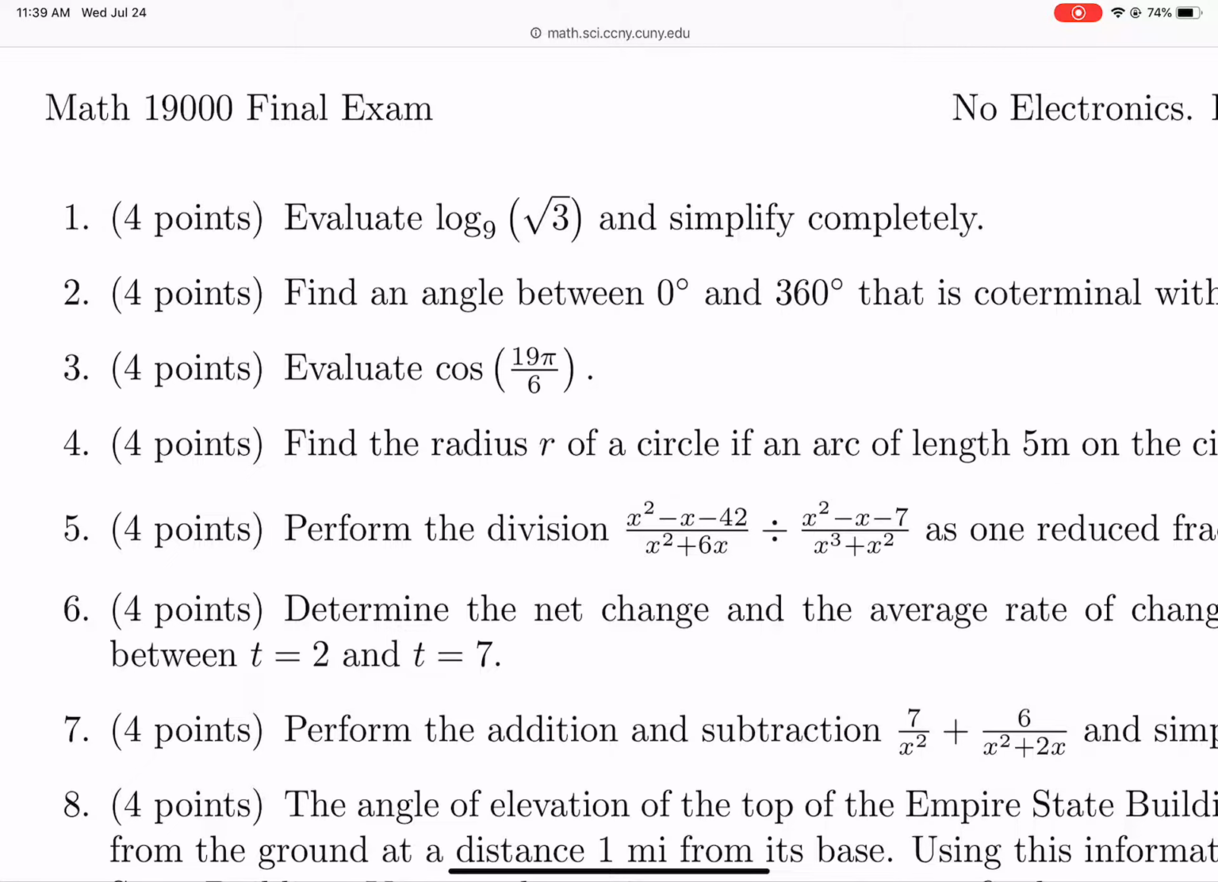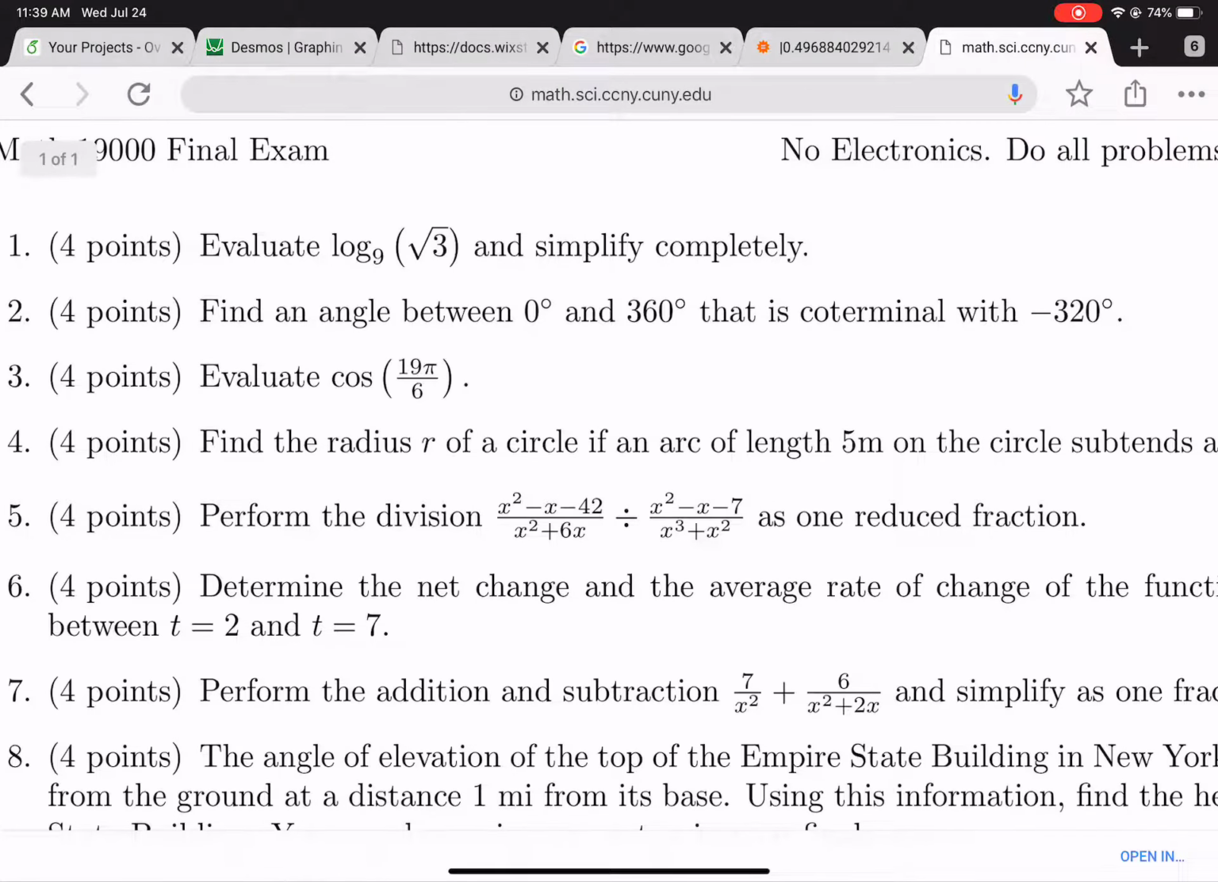One, done. Number 2, find an angle theta between 0 degrees and 360 degrees that is coterminal with negative 320. Do we know how to do this? Add 360 degrees to that. What do you get? 40. Is that good enough? Yeah. Again, they're not trying to trick you. They're trying to see if you know the essence of it, of what it is or not. So 40 degrees is the coterminal angle between 0 and 360.